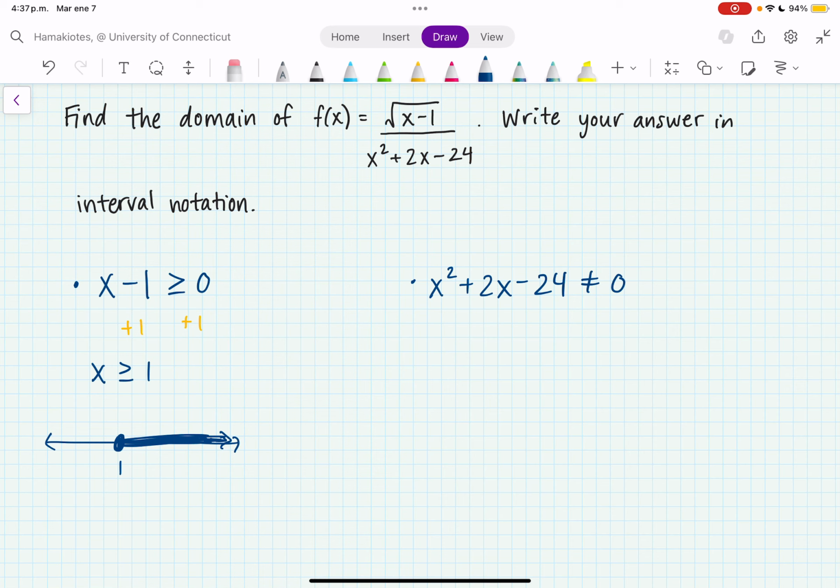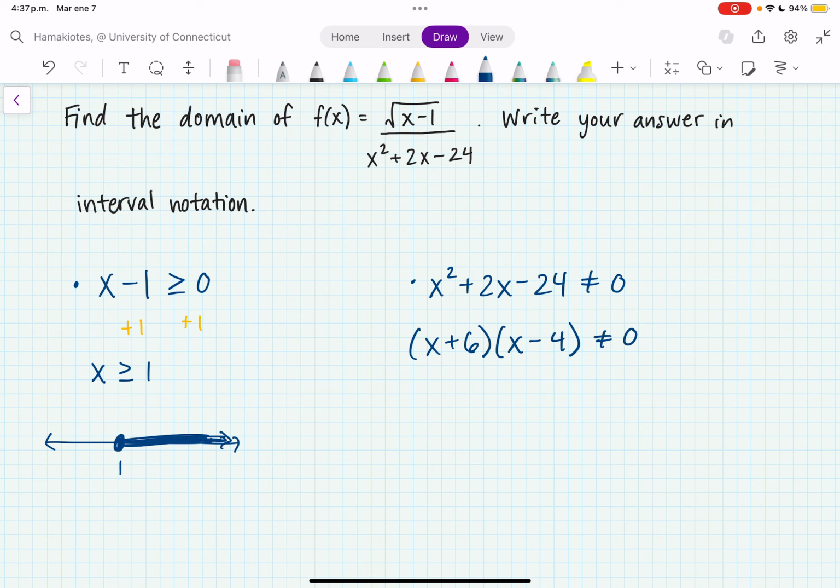Now, let's look at x squared plus 2x minus 24. So first, we want to try to factor that. So let's think of two numbers that multiply to minus 24, but add to positive 2. So if we choose 6 times minus 4, that's minus 24, and 6 plus minus 4 is 2. So we can factor this as x plus 6 times x minus 4.